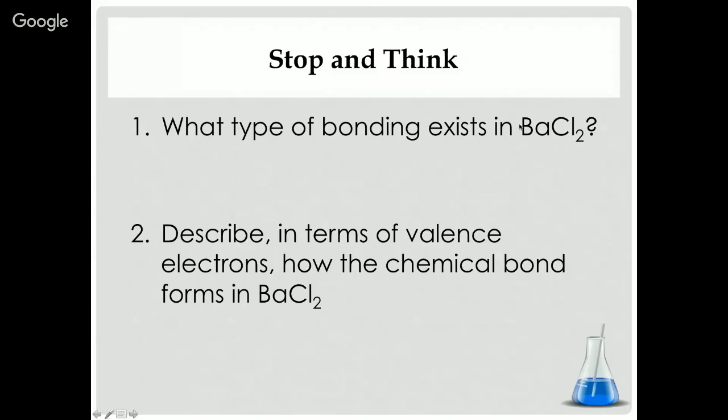Okay, so we have barium chloride. Barium is a metal, chlorine is a nonmetal, so this is an ionic bond. And in terms of valence electrons, how the chemical bond forms, well, we know that in ionic bonds, there is a transfer of electrons. So in terms of valence electrons, there is a transfer of valence electrons from barium to chlorine.